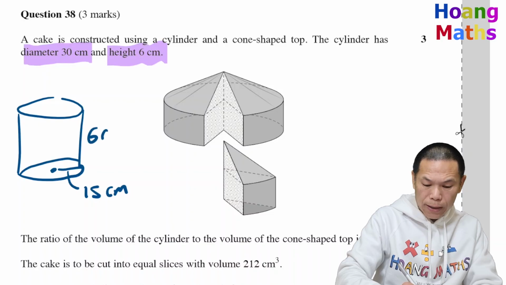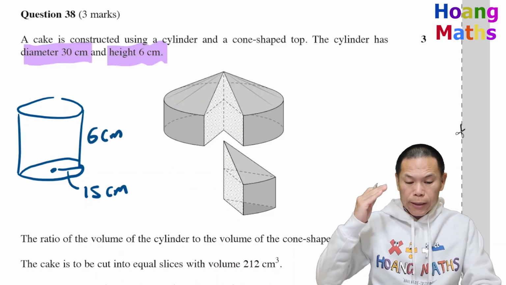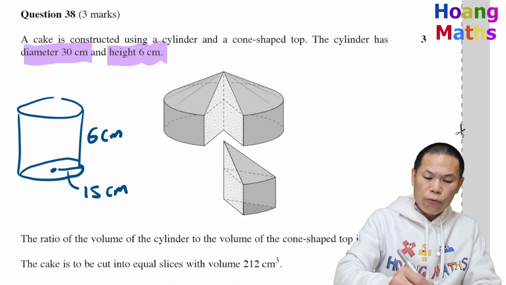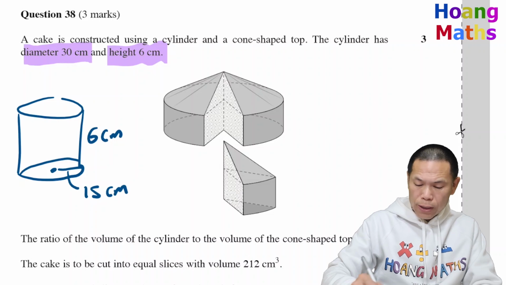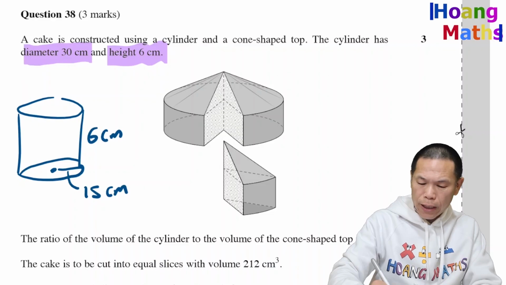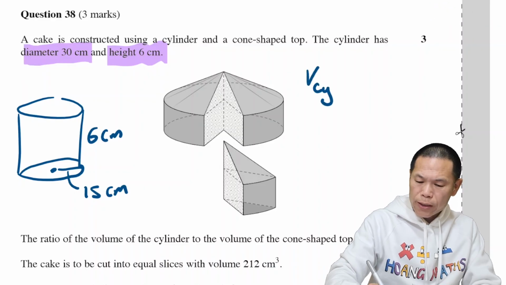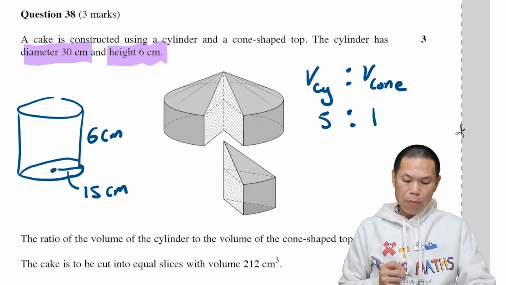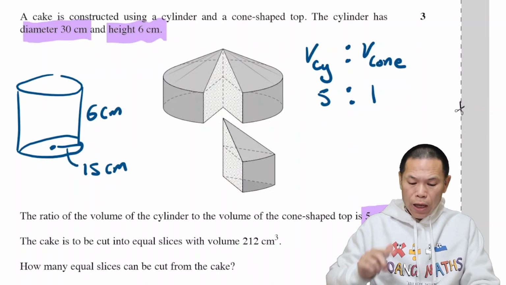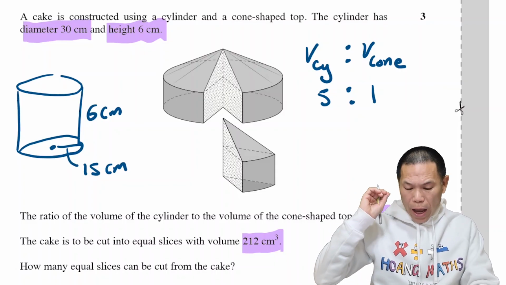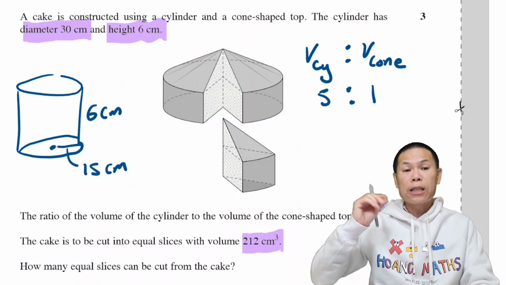So write 6 centimeters. And we know that this cake involves a cone and a cylinder. Then we know that the ratio of the volume for the cylinder and the cone is 5 to 1. So let me just make note of this first. Volume of the cylinder to the volume of the cone is 5 to 1. Keep that in mind. And we know that each slice of cake, the volume is this much. And the question is, we need to work out how many equal slices can be cut from this cake.